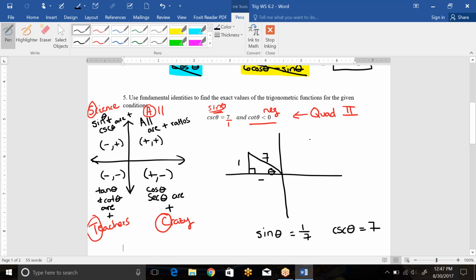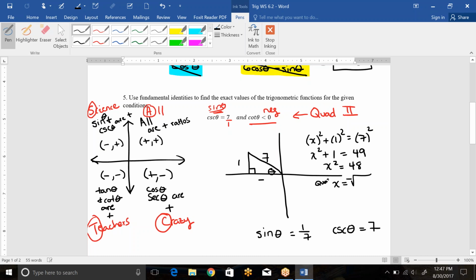And then we need to use our Pythagorean theorem. So a squared, we don't know, plus b squared equals c squared. So this would be x squared plus 1 equals 49. And x squared, take that over, that would be 48. And then we're going to take the square root of that. And this would be a negative, and I know that because of the quad 2.